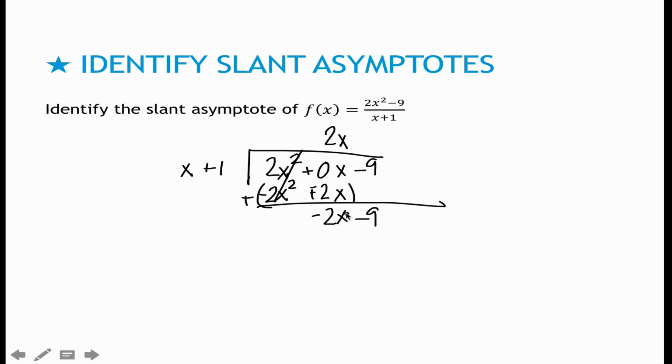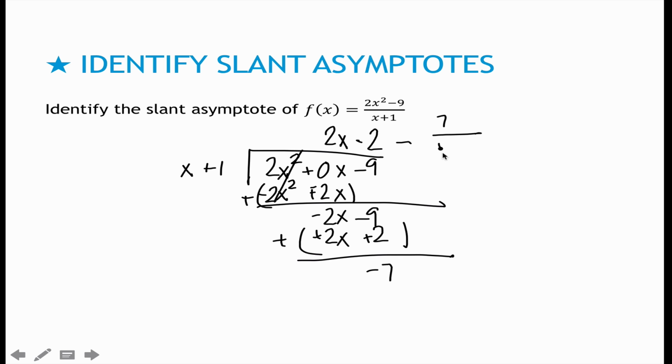Now I'm doing it again because notice these are the same degree, so I can't stop yet. So x times what would be minus 2x? Obviously I would have to take it times minus 2. So minus 2 times x is minus 2x, minus 2 times 1 is minus 2. I'm subtracting all of that, which means I add the opposite, and I end up with negative 7. So my remainder is negative 7 over x plus 1, but this is the part I care about. The slant asymptote is y equals 2x minus 2.